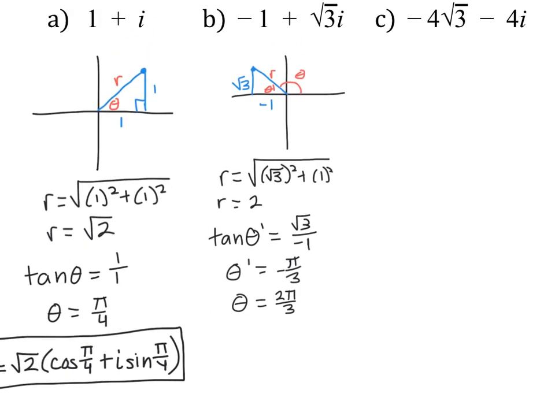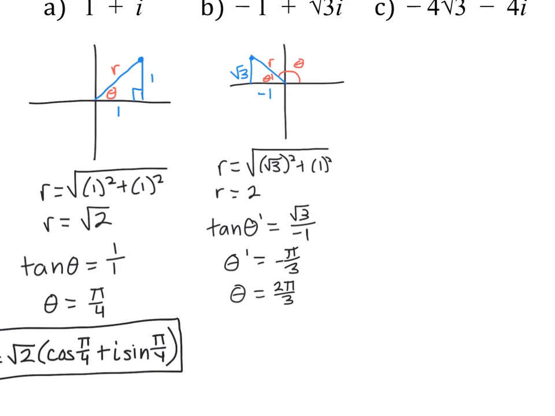And then again, we just use the polar form to write our equation. So z equals our r value, which is 2, times the cosine of 2 pi over 3, plus i times the sine of 2 pi over 3.